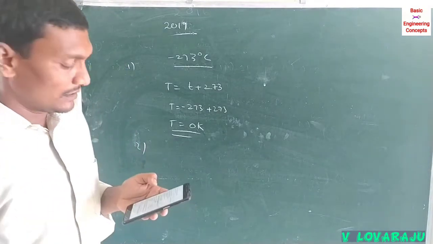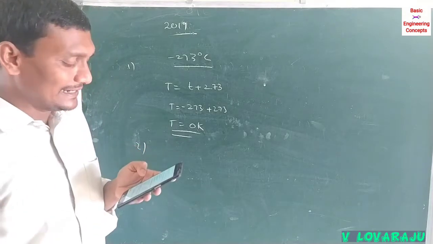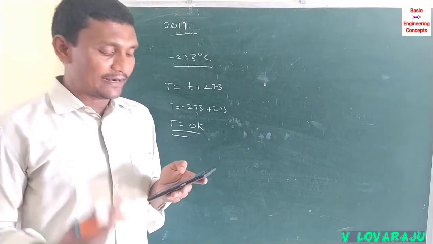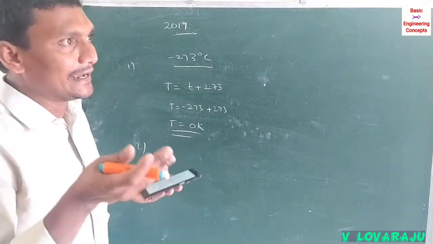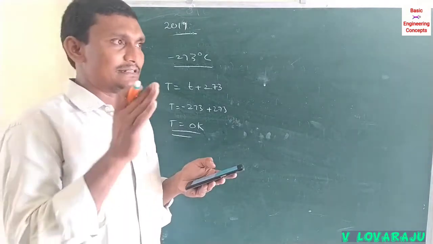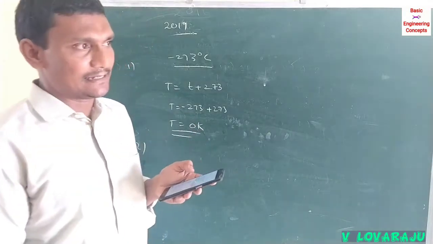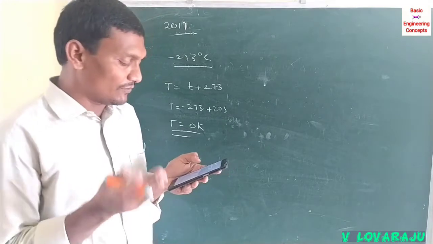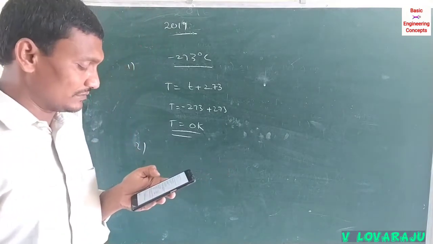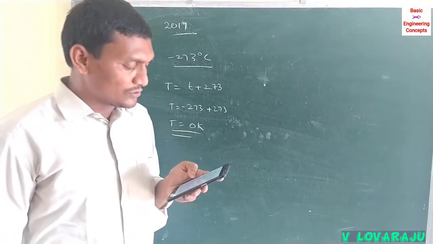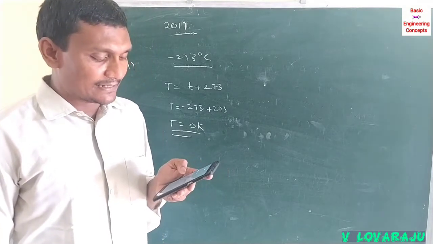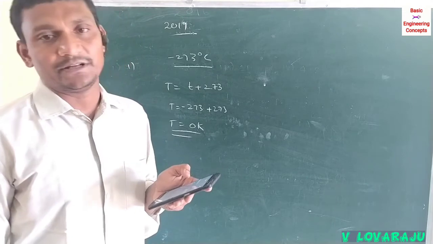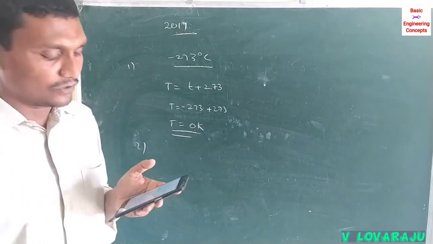Fourth one is wrong. Next one: condensation is a change of phase from. Condensation is the reverse of evaporation. Evaporation is always from the liquid to gaseous state. Condensation is always from the gaseous state to liquid state. Here the options given: liquid to solid is a false statement, liquid to gas is also a false statement, solid to liquid is also a false statement, gas to liquid is the right option. Fourth one is the correct one.